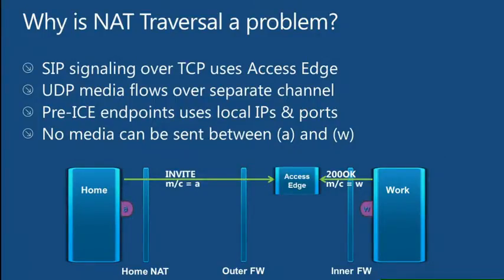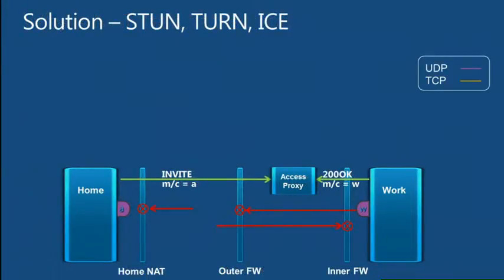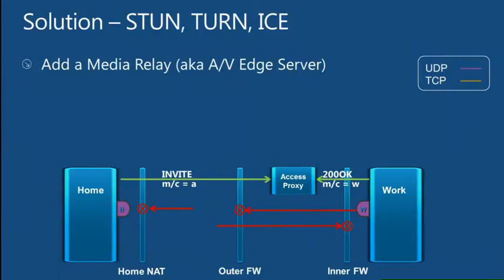I do have on my home client a candidate, a local IP address and a port. And so I have a candidate on my work client. For obvious reasons, they won't be able to communicate with each other. Well, the work user will not be able to send from the internal network to the internet. And even if he would be, he wouldn't be able to traverse the NAT. At the same time, the home user wouldn't be able to traverse the inner firewall of the company. The solution here is STUN, TURN, and ICE.